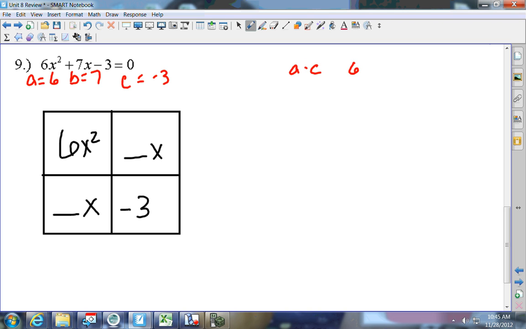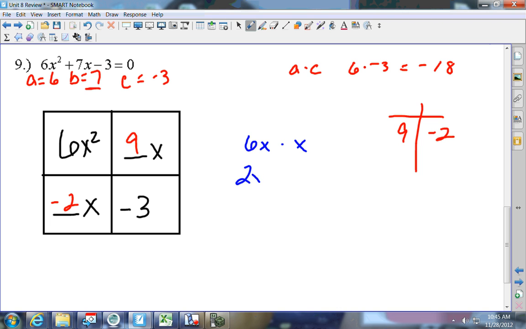A times C, 6 times negative 3, negative 18. I need the factors of negative 18 that give me positive 7. That is 9 and negative 2. This is 9x and negative 2x. I know 6x squared splits up as 6x times x, or 2x times 3x. Well, out of these two boxes, what is the greatest common factor? What's the biggest number that goes into 6 and 9? It is 3x. 3x goes here, so that means not these. So that means 2x goes up here.